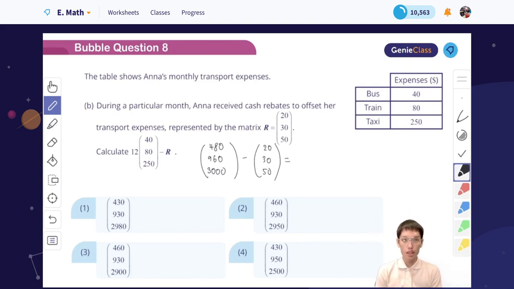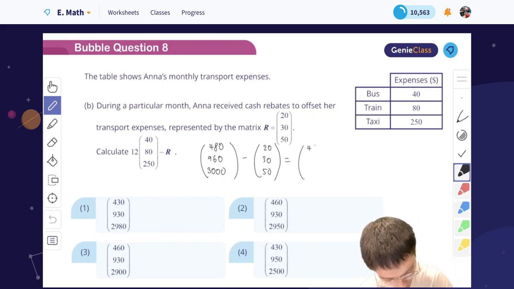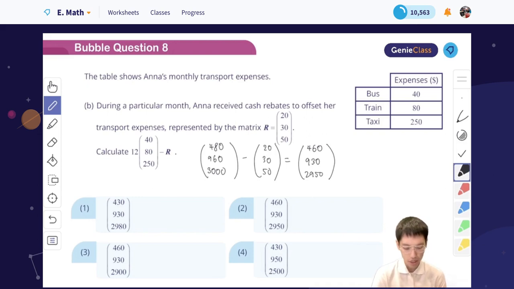Alright, from here it's just normal calculations, shouldn't be too unfamiliar. Last 13 seconds. Okay, last 5. Alright, some of y'all managed to get it down, but take note, it is the calculation errors. So be careful. Just do the subtraction. Subtract the correct elements: 480 minus 20, 460, 930, and 2950 respectively. Some of you answer number 3 because the last entry is not correct. It's minus 50, not minus 100.